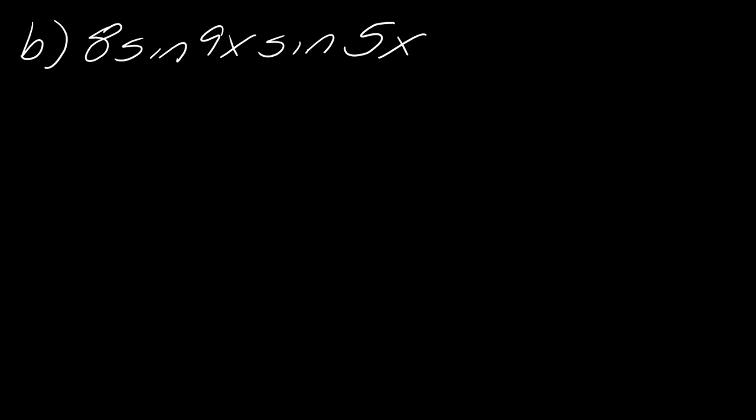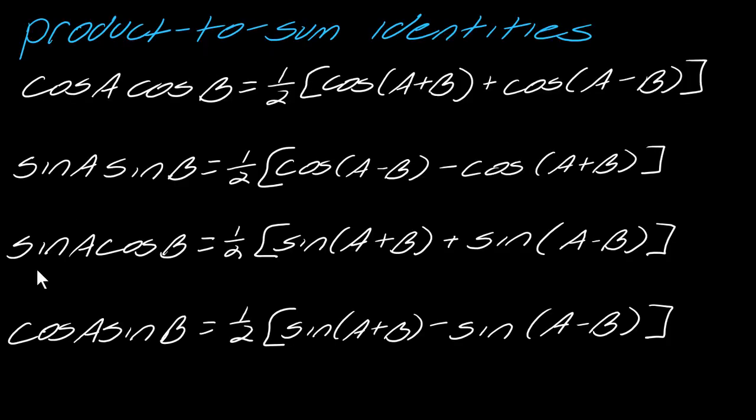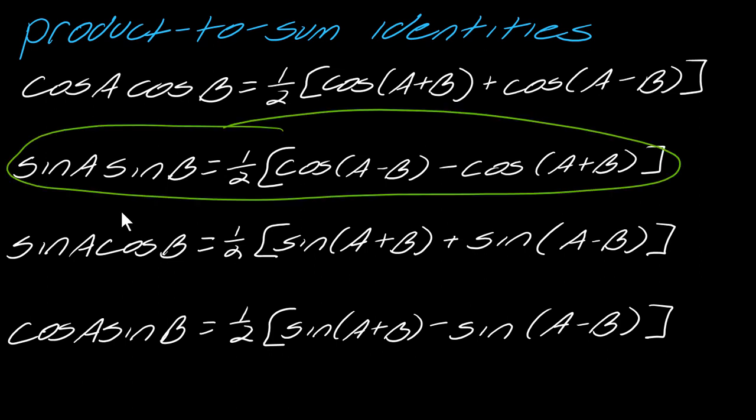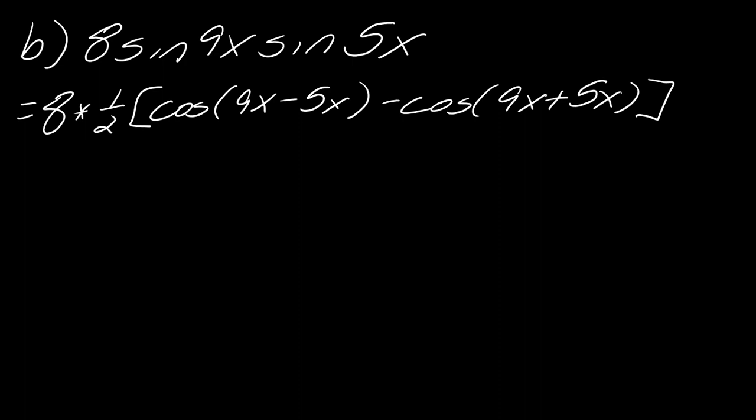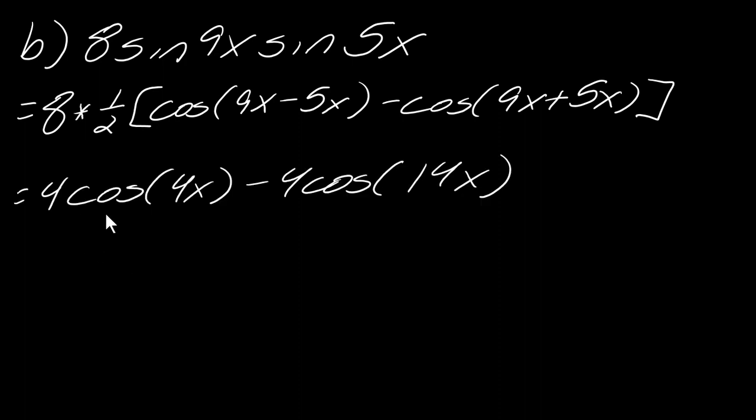So I've got sine of 9x, sine of 5x. Looking through these, I'm going to use this identity here. So I'm just going to plug everything in. So there I go, plugging everything in. So this becomes 4 times cosine of 4x minus 4 times cosine of 14x. There, done. Now we've got the 2 trig functions.